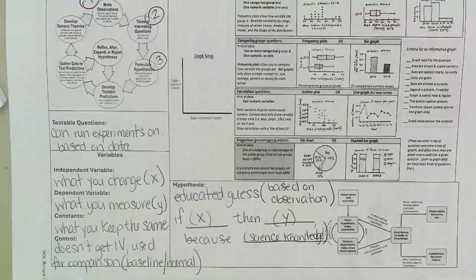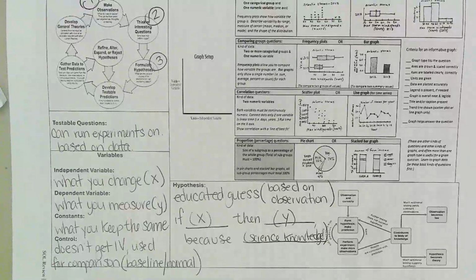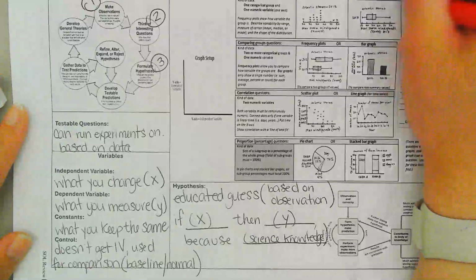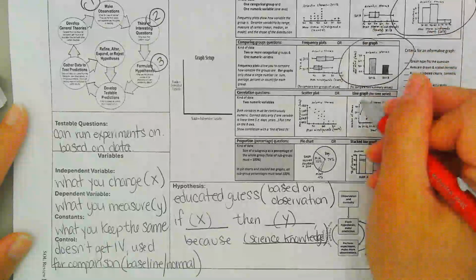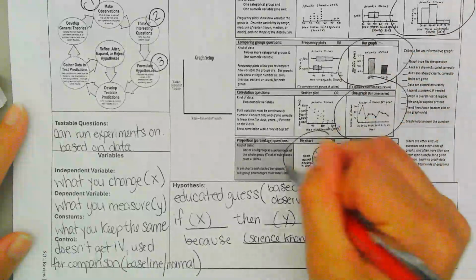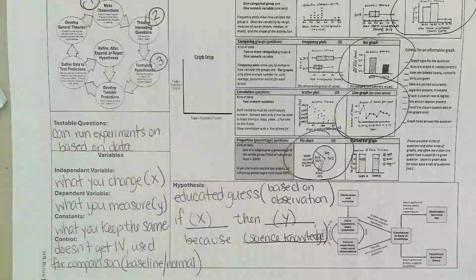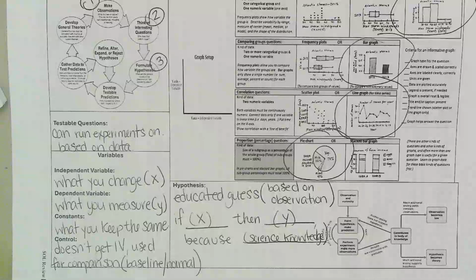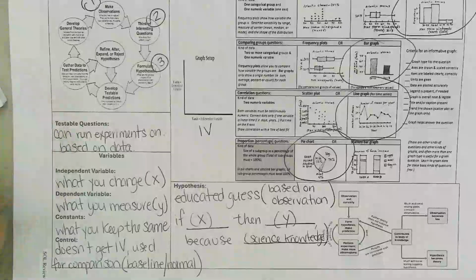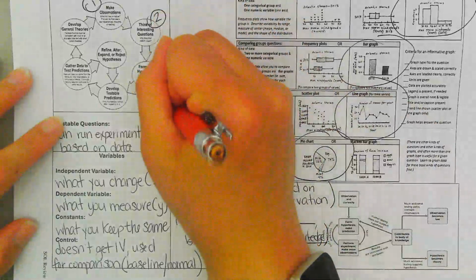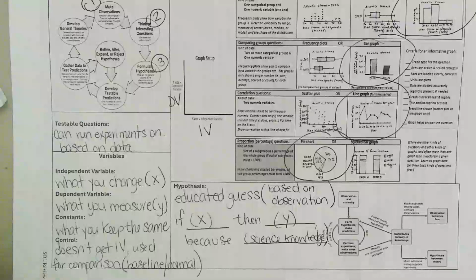Last part of this page is your graphs, your different types of graph. In bio, you mostly are going to use a histogram, a bar graph, a line graph, or a pie chart. Graphs are very good at giving you your information. It's going to give you your IV and your DV. Your x-axis is always your IV. Your y-axis is always your DV.